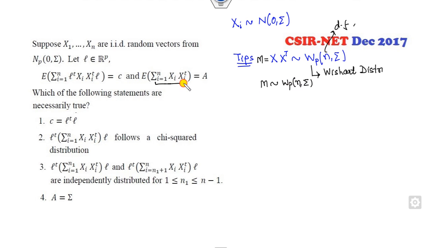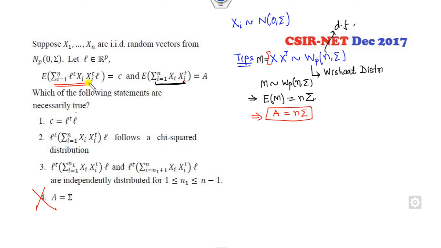So you can see this is my Wishart distribution. Then the expected value of M is n into sigma. So now you can see if I say this number is my Wishart distribution, what is that? If I look at this number, my A is n into sigma. Fine. So you can see the last option is cancelled.